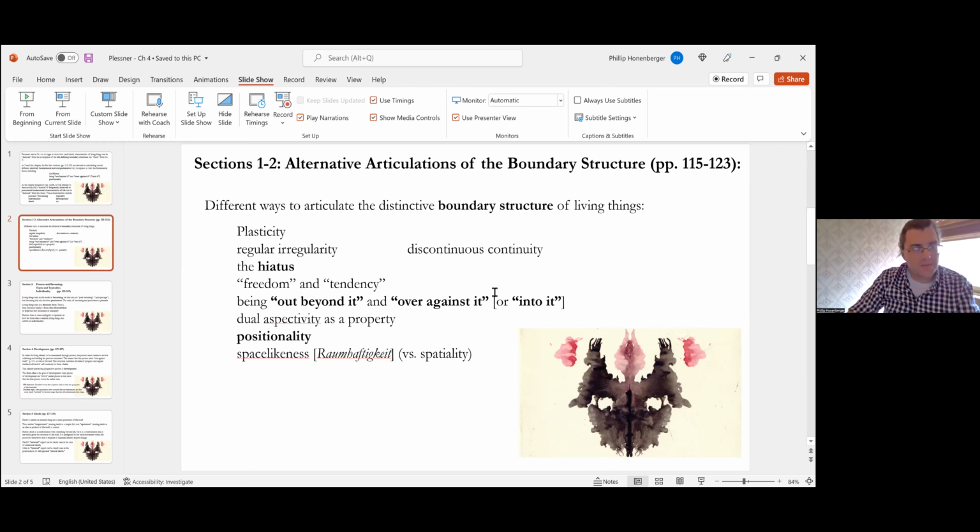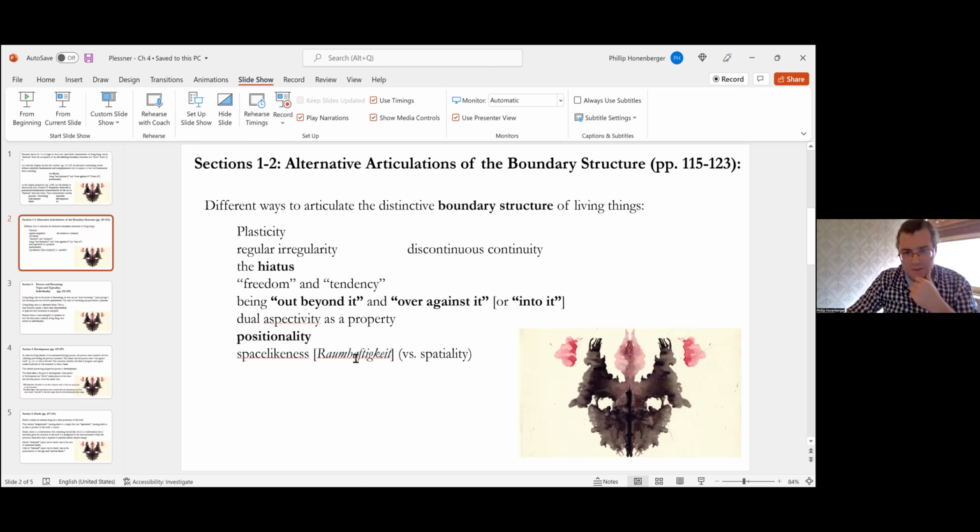But earlier he described this as the dual aspectivity being something that is had by the entity as a property, that whereas non-living objects have this core-periphery distinction, living things have the opposition between the inner and the outer as a feature of their being, or as something that we perceive or experience.